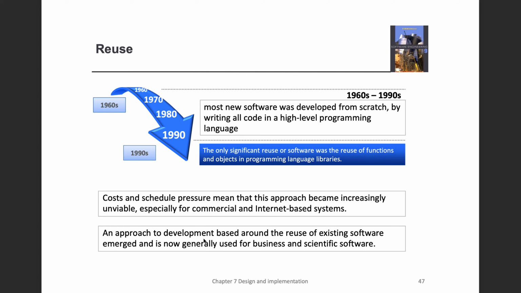But coming to the 1990s, we started taking advantage of code reusability, which helped reduce the program time. Another significant reuse of software was the reuse of functions and objects in programming language libraries. So what it means is that we started using libraries, which are other functionalities that we import into our program, and that reduces the time and the cost involved in the particular work that you are doing.